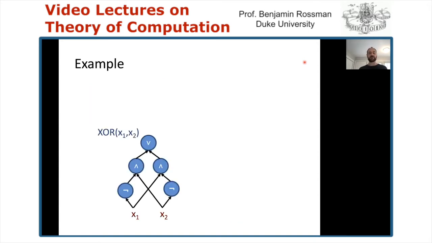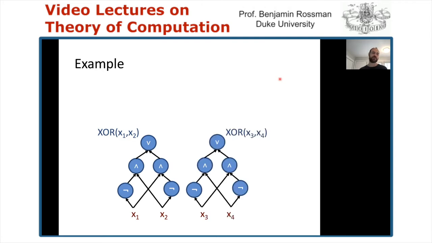Let's look at some examples. So let's start with the 2-bit parity function. In other words, the exclusive OR function on 2 bits. We can compute this as follows. This circuit says either x1 is 0 and x2 is 1, or x1 is 1 and x2 is 0. So this is clearly computing the exclusive OR of x1 and x2.